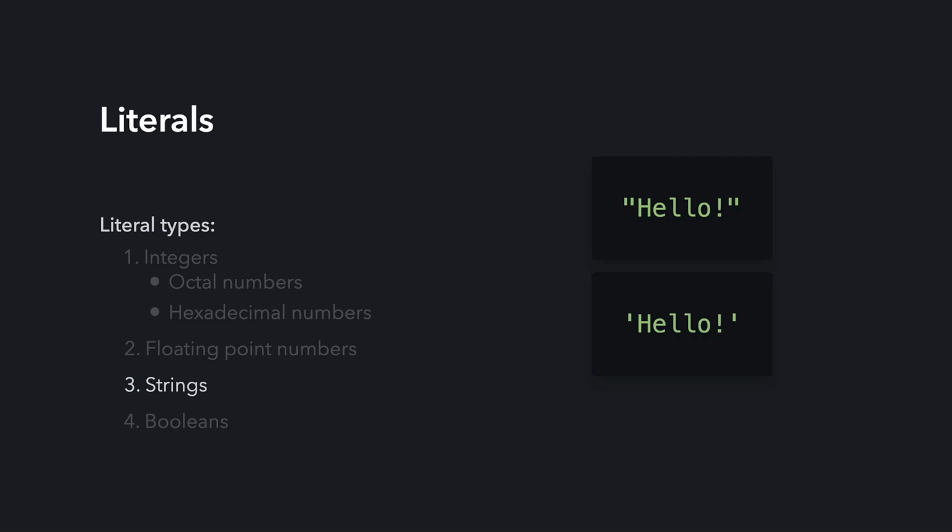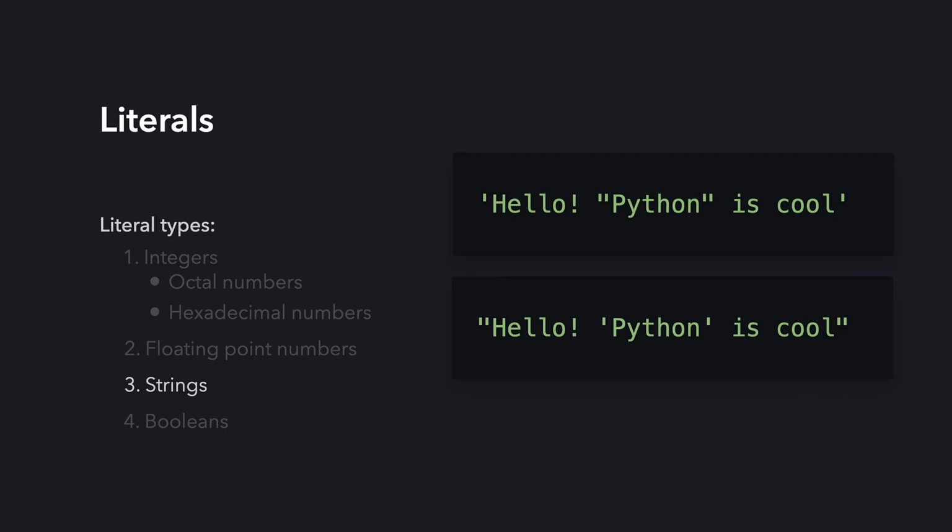Then there are strings, which are used to represent text. In order for Python to recognize the value as a string, the value needs to be wrapped in either double quotes or single quotes. If you need quotes within the string itself, you can do so by using a single quote if you started the string with a double quote, and vice versa.